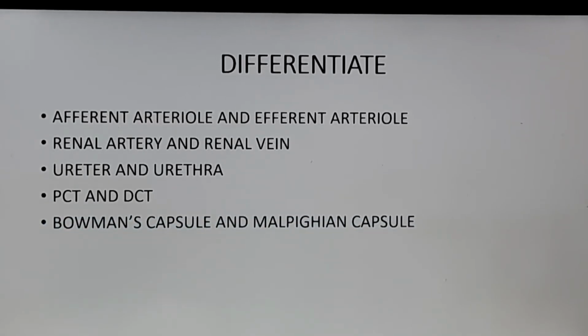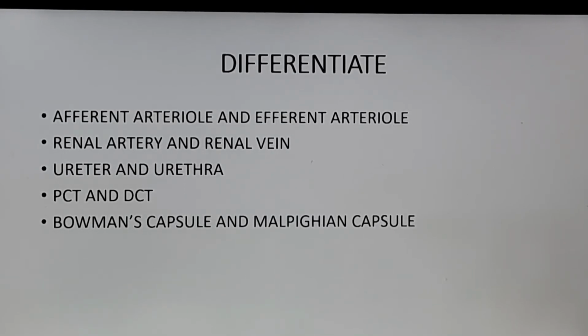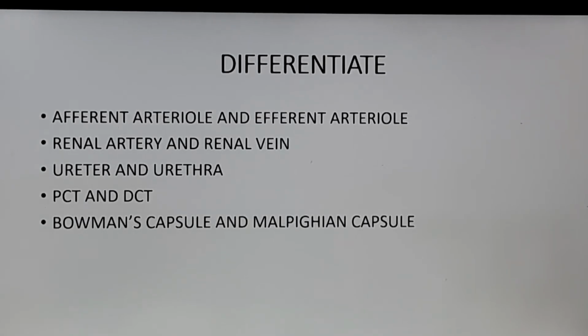Bowman's capsule and Malpighian capsule. What is Bowman's capsule? That is the thin walled cup-like structure, which is the first part of the nephron or the kidney tubule. The Bowman's capsule together with the glomerulus is the Malpighian capsule. Malpighian capsule is also called the renal capsule.